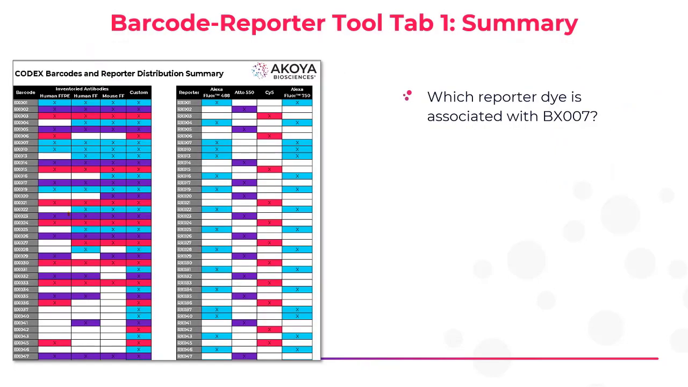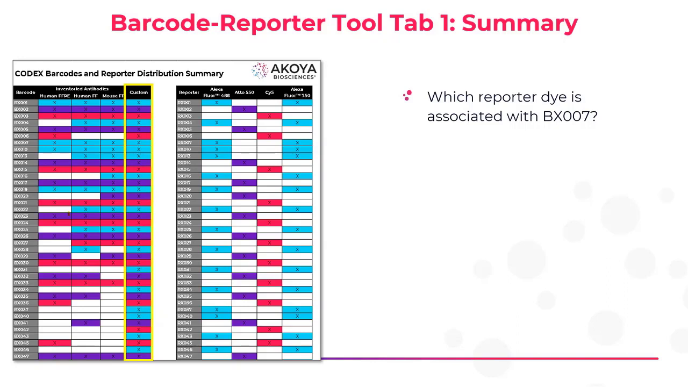The first tab gives you a summary of the barcodes available and whether these barcodes are used in our inventoried panels. This information can be garnered from the chart on the left. The chart to the right outlines a corresponding reporter and which fluorophores are associated with that reporter. Let's highlight some examples.